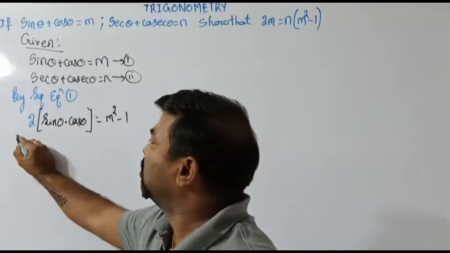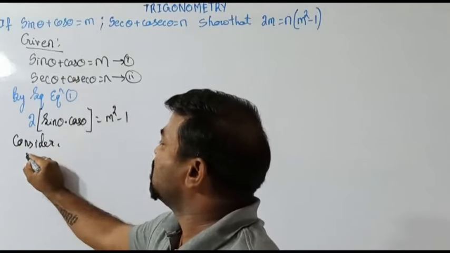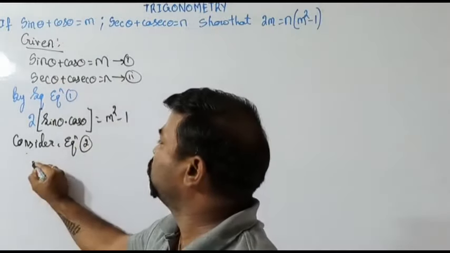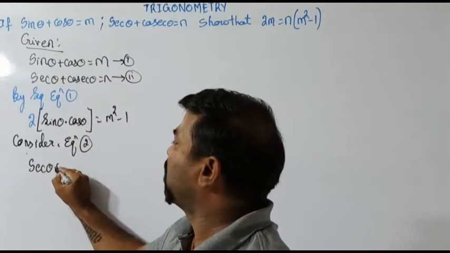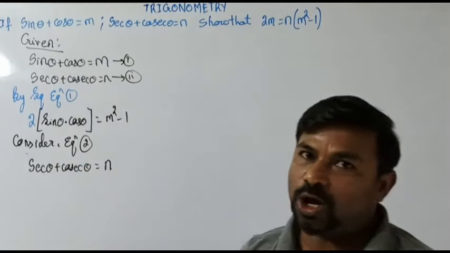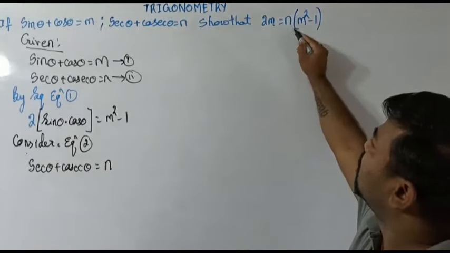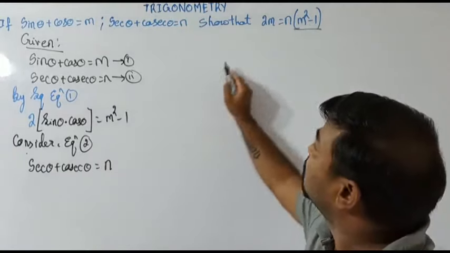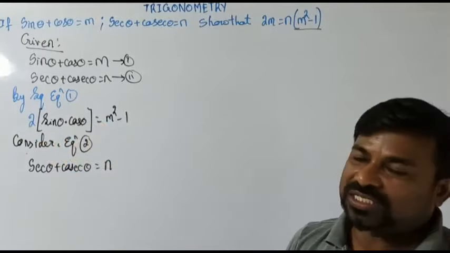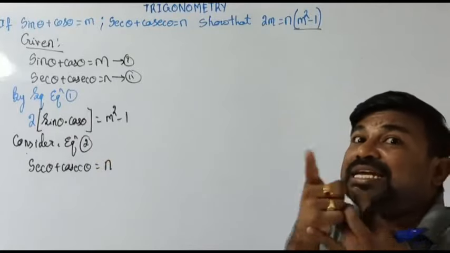Let's consider equation 2. What's equation 2? Secant theta plus cosecant theta is equal to n. Okay, cool. The only thing is, we got m square minus 1 for 2 sine theta cos theta already, and what we don't want is sine theta into cos theta. From equation 2, let us find what sine theta and cos theta are.